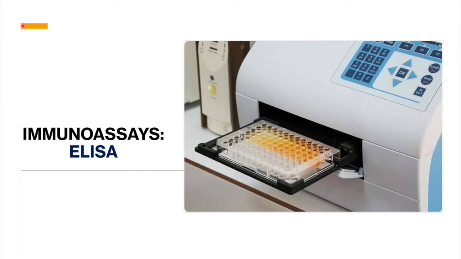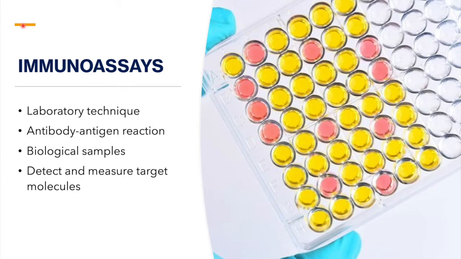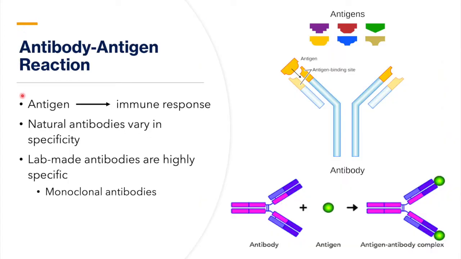Today we will be talking about ELISA, a type of immunoassay. Immunoassays are a group of laboratory techniques that use the antibody-antigen reaction to detect and measure target molecules within a biological sample. An antigen is any molecule that produces an immune response in the body. Oftentimes these are foreign substances, but not always.